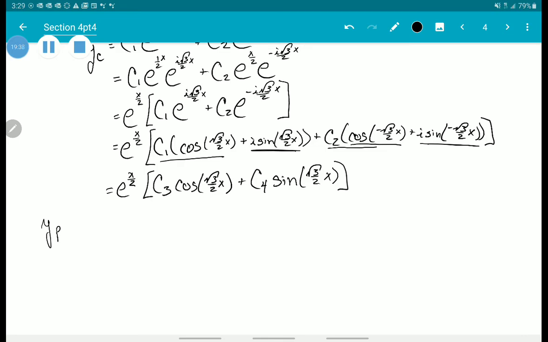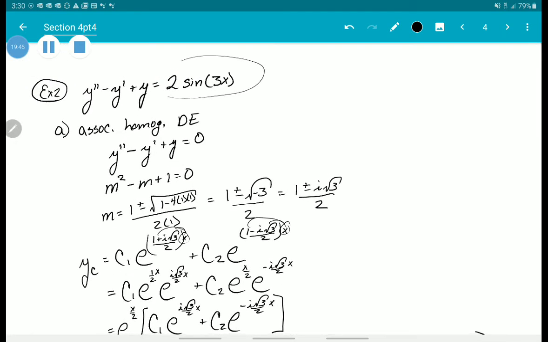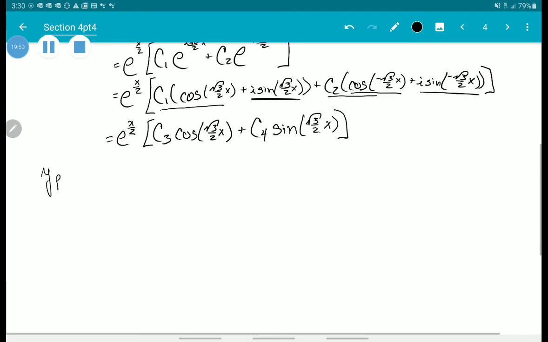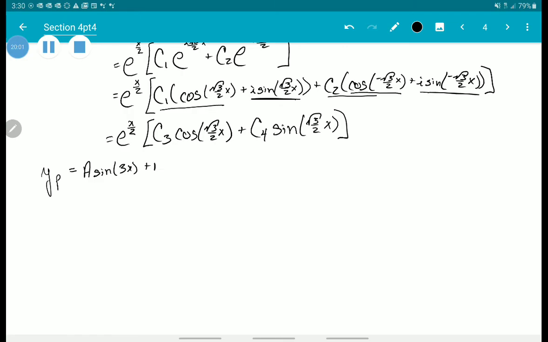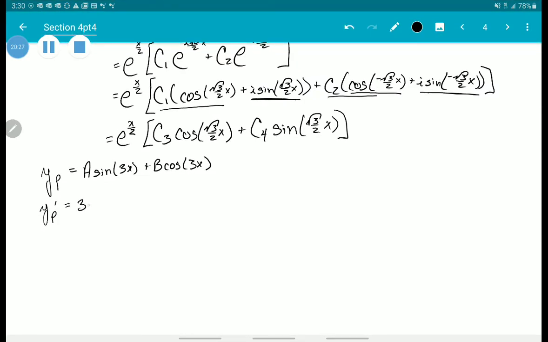Now let's analyze that particular piece. In this case, we had a 2 sine of 3x on that right-hand side. That's our g of x function. So it would make sense to think that our particular solution would look like a combination of sines and cosines. Since this is a second order differential equation, we need to take first and second derivatives so we can substitute in. First derivative, we're going to have negative 3a cosine of 3x.